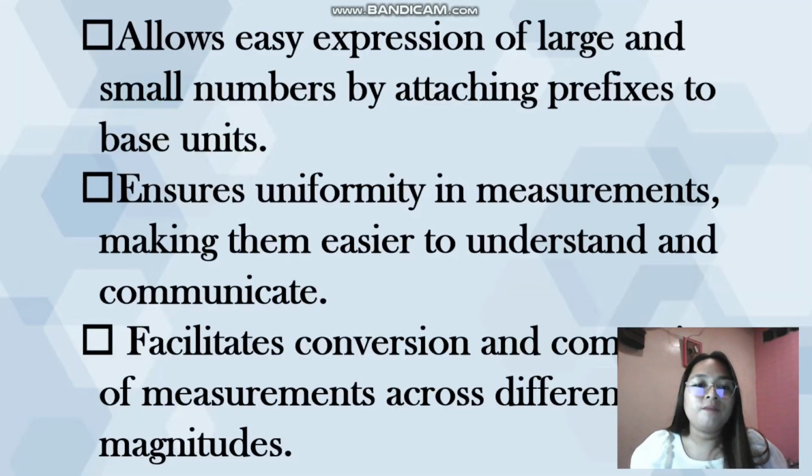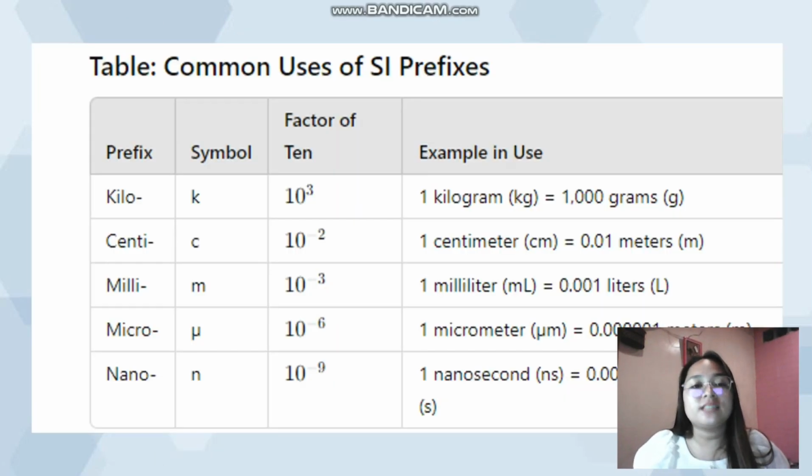So here, may I request Bizavel to read? Okay, thank you, Bizavel. So here in SI prefixes, it allows the expression of large and small numbers by attaching prefixes to base units. Prefixes are like symbols, right? The shortcuts of different words, right? It ensures uniformity in measurements also. Now, here is a table of the common uses of SI prefixes.